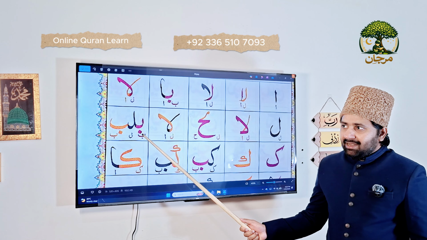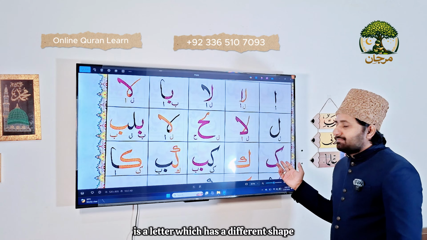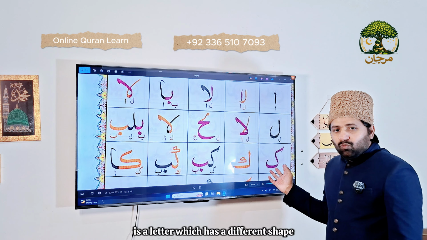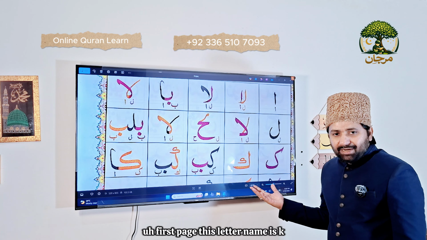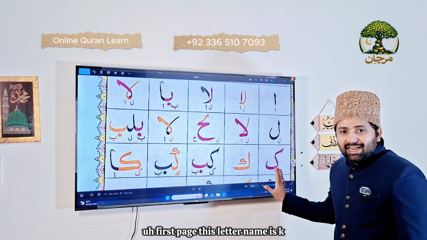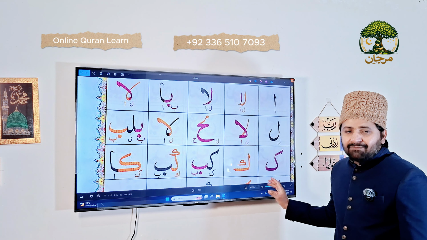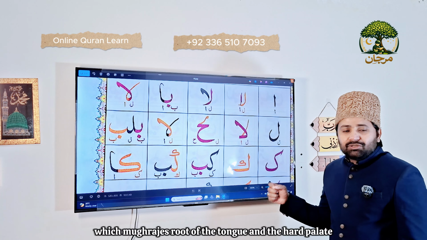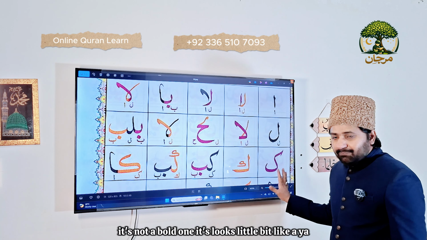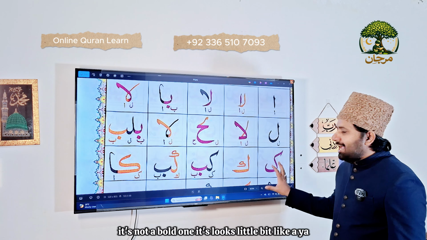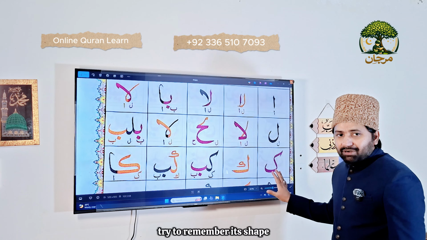Lam ba. The next letter you can see here is a letter which has a different shape. It never comes on the first page. This letter name is kaf, the light one, the thin one, whose makharij is the root of the tongue and the hard palate. It's not a bold one. It looks a little bit like a ya. Some students mistakenly read ya, but it's not. It's kaf. Try to remember its shape.